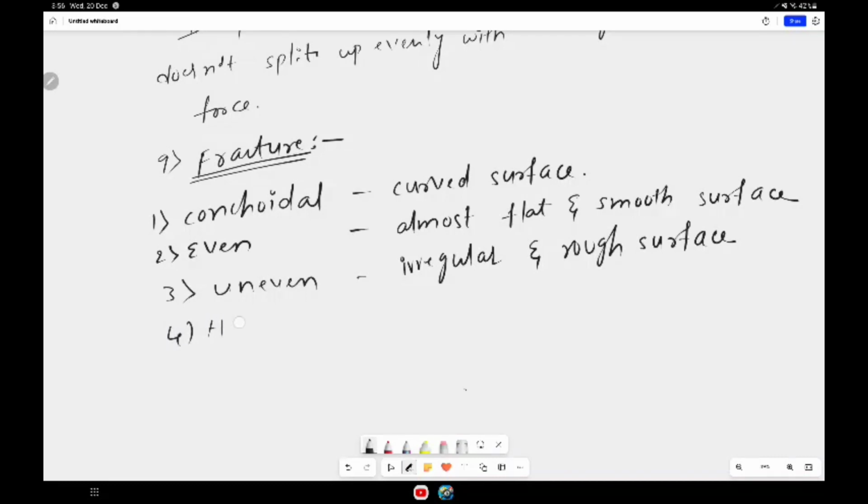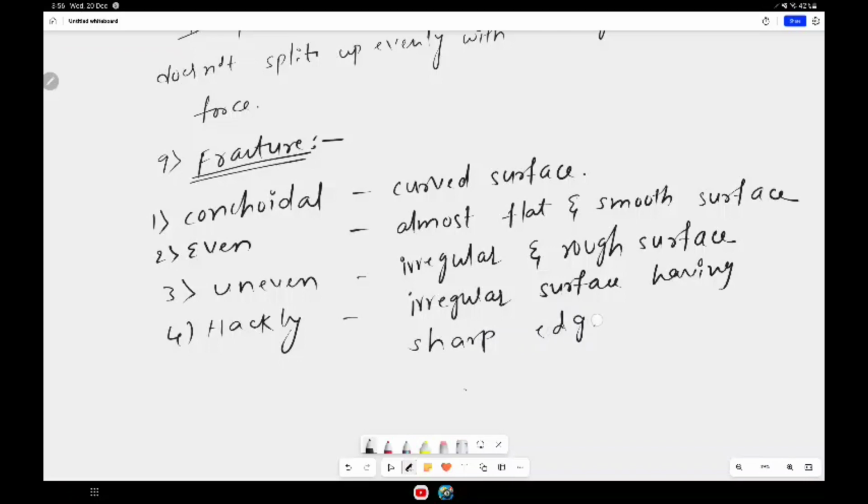Next one, hackly. The mineral breaks with an irregular surface having sharp edges. These are the physical properties of the mineral.